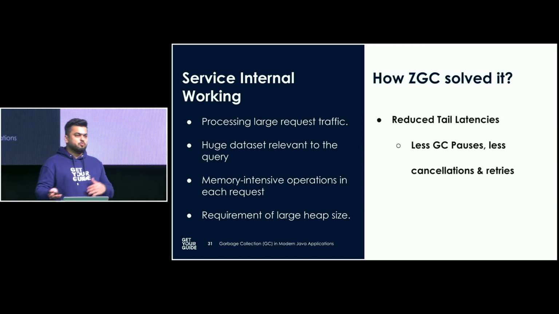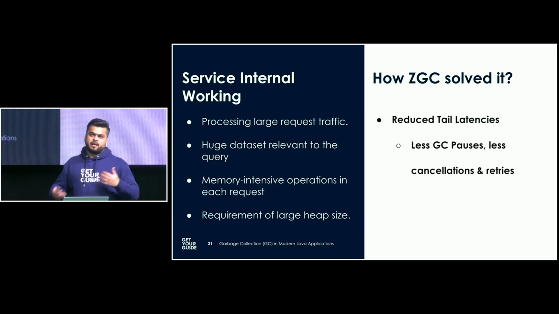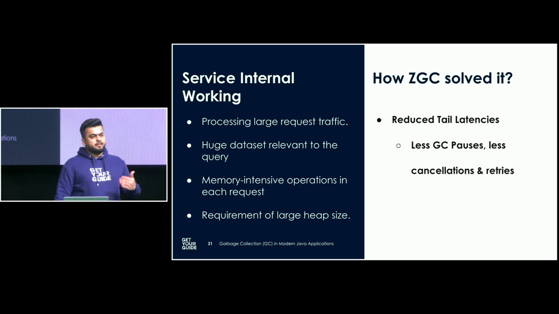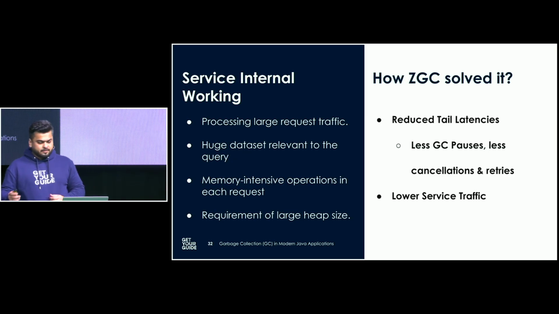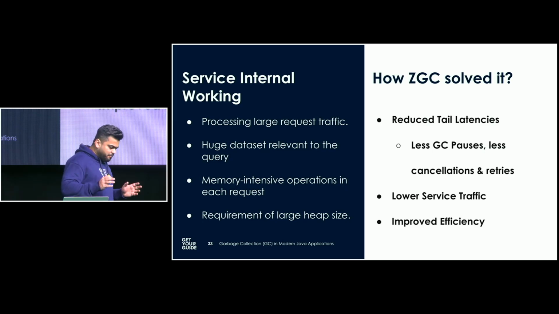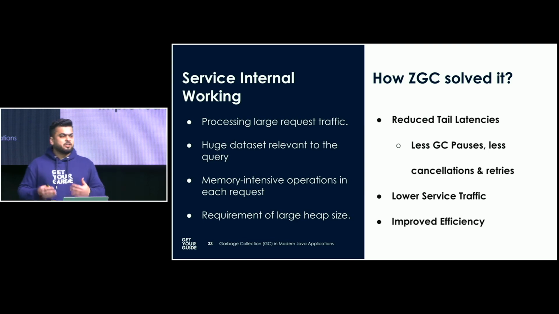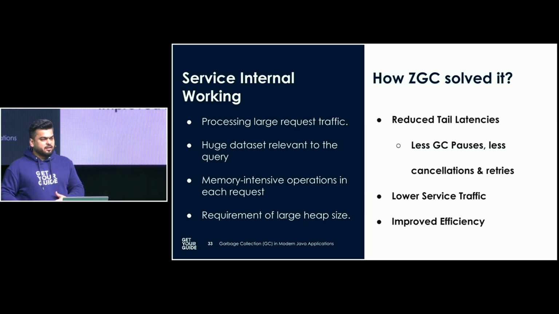That immediately when we moved to ZGC, it reduced the tail latencies, and behind the scenes, what happened? Fewer garbage collection pauses lead to fewer cancellations, lead to fewer retries, eventually meaning less traffic on the service. Then we also noticed that under the same CPU and memory that we had, ZGC was giving us all these benefits without using further CPU or memory. So it solved the problem, but it was also efficient because it pretty much provided the result that we were looking for without actually utilizing more resources.